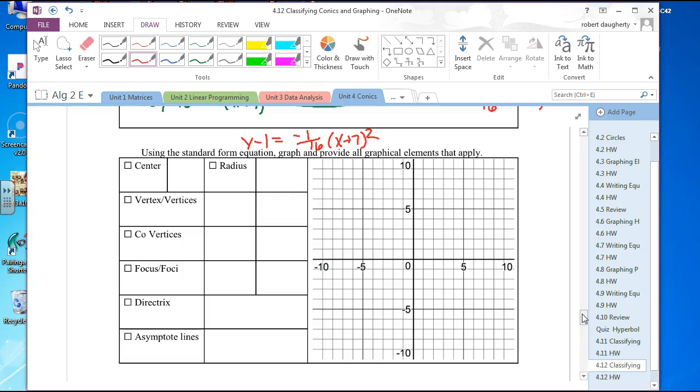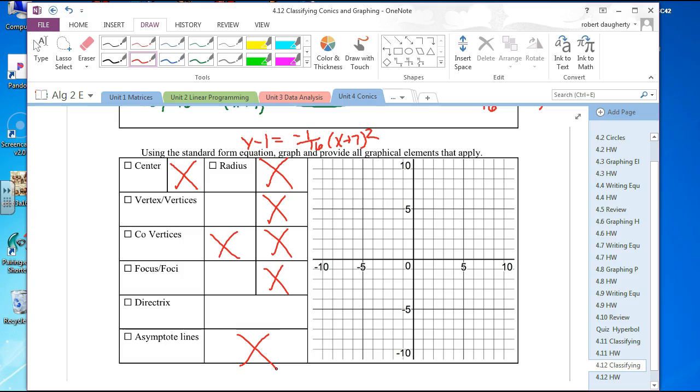This is a parabola. Does it have a center? A radius? Vertex, vertices? Uno. You only have one vertex. Covertices? None of those. Focus, foci? Uno. Okay. Directrix? Asymptotes? Okay. So you're not required to X through this on the quiz, but to me, I find it helpful to say, okay, these are all the things I don't need. Now let me go find the things I need. Otherwise you're tempted to fill in the blanks for all of these.